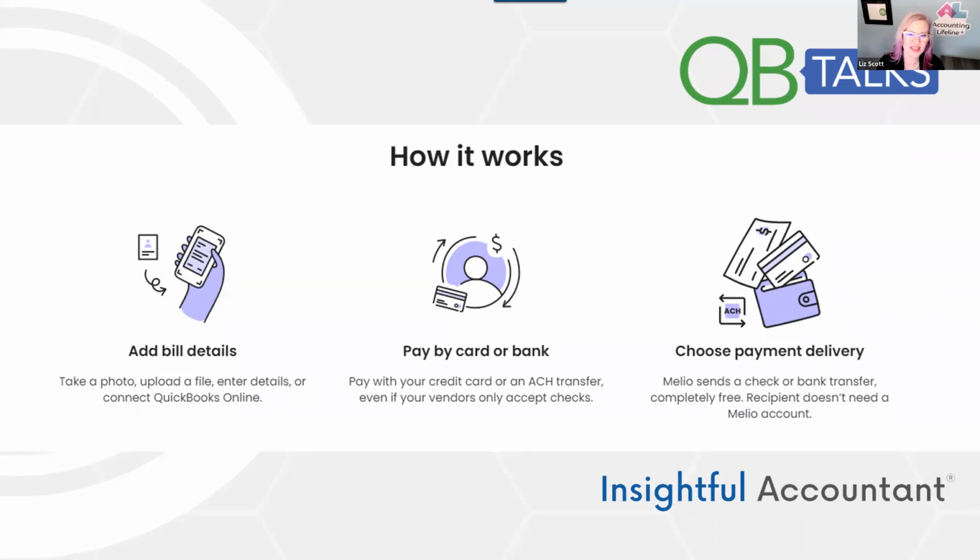So if it's an expense, Melio is not going to pick that up because we use expenses as if to say it's already been paid. It was paid at the time of entry. So instead of thinking about entering receipts, you want to enter bills here because bills are the way that you're going to get to that Melio bill pay screen. So pay by card or bank, we've got that. And then choose the payment delivery. If you want to send out an email, you actually can with Melio just to notify them that a payment has been scheduled.